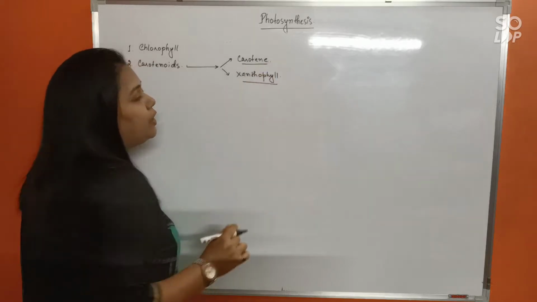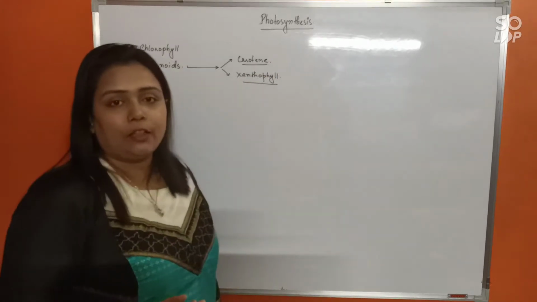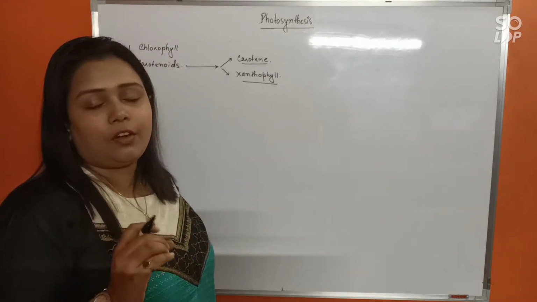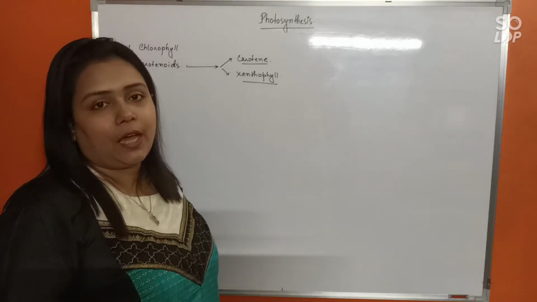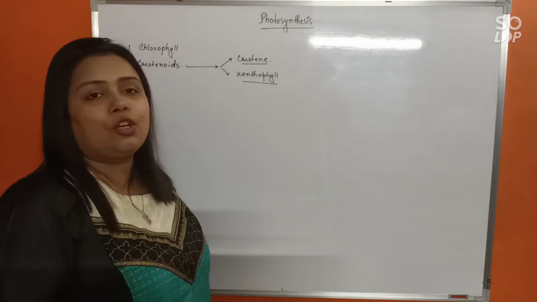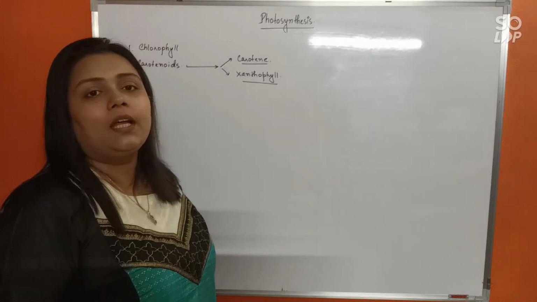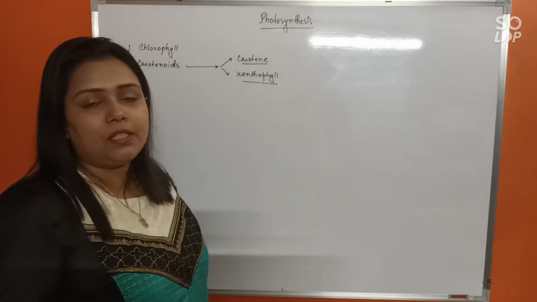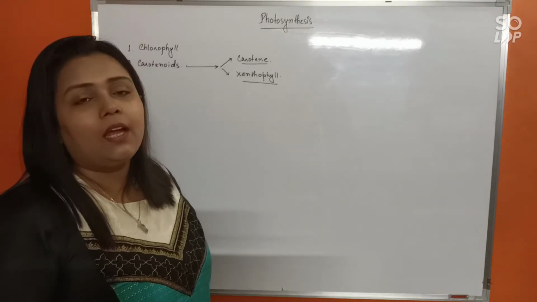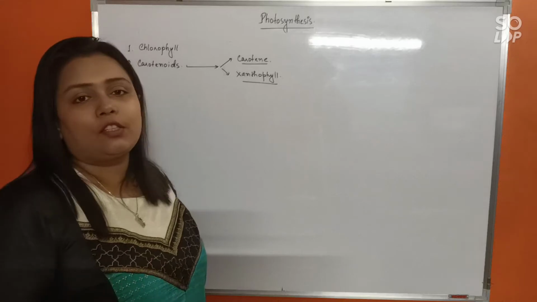Now, before we go into the differences between carotene and xanthophyll, do try to understand one very important thing about carotenoids: what is the main function of carotenoids? The main function of carotenoids is that they protect the chlorophyll pigments from photooxidation of light, meaning from the damaging effects of light.